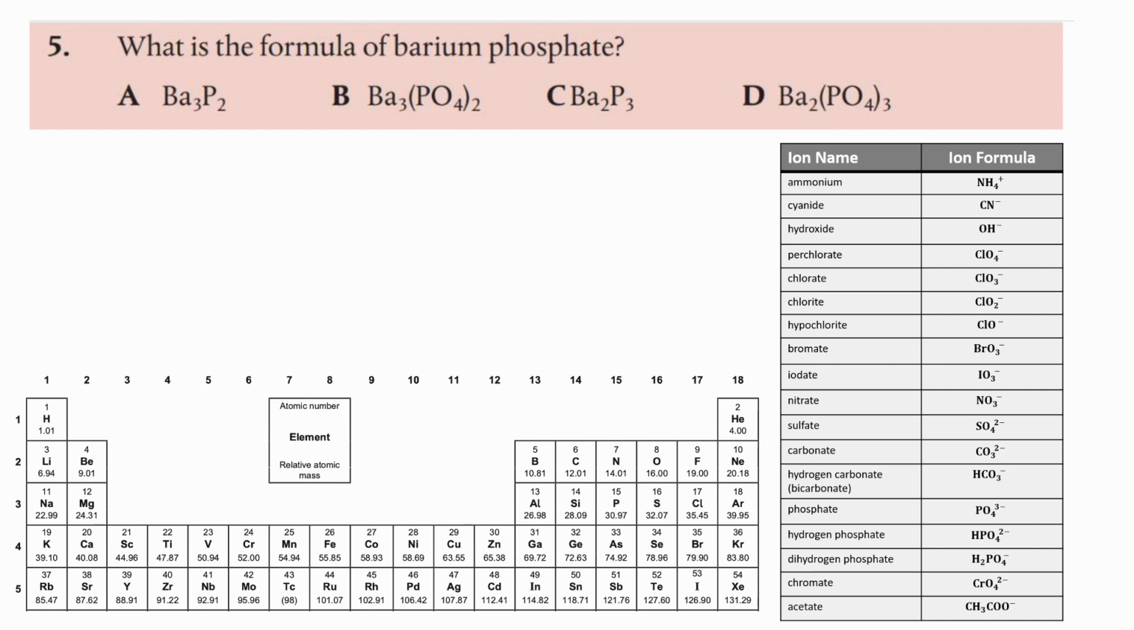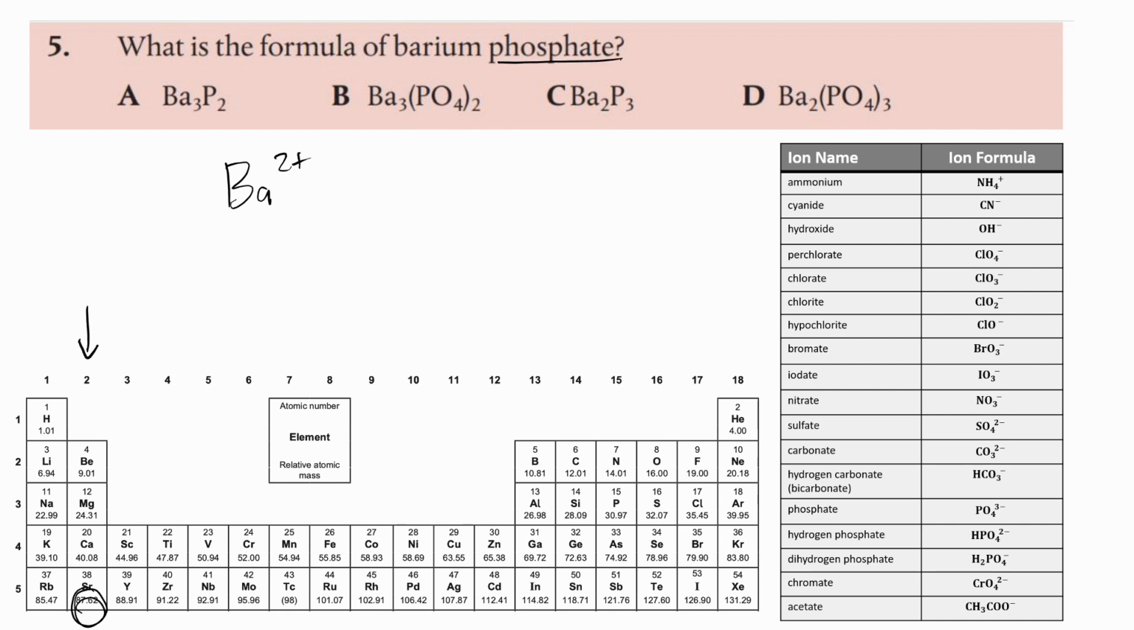All right, number 5 says, what is the formula of barium phosphate? So barium is actually not on this periodic table. It's right below strontium. But barium is in group 2 of the periodic table, which means it has 2 valence electrons and forms a positive 2 charge. So barium has a positive 2 charge.